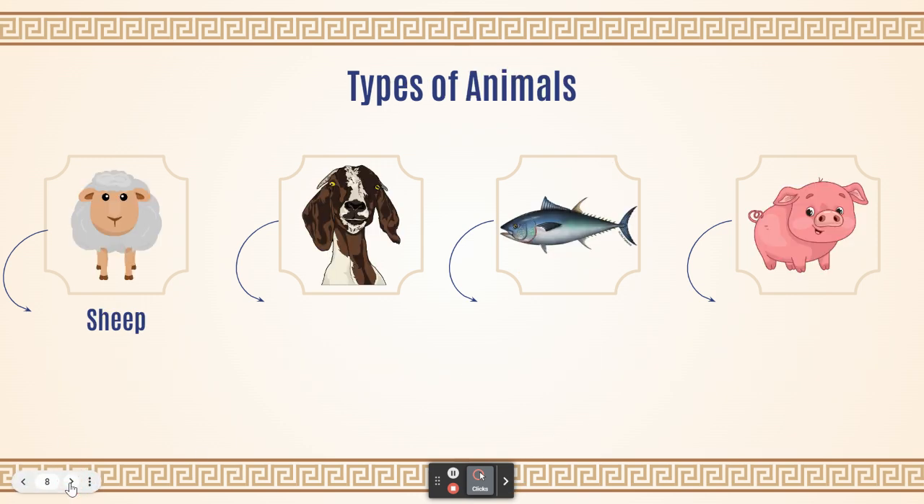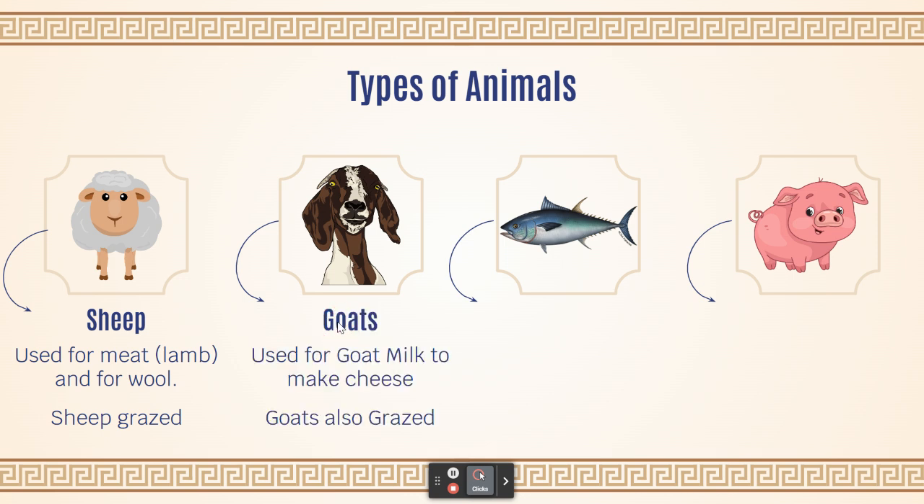All right, and then finally, types of animals. First of all, we've got sheep. Now, sheep were used for meat. That's what lamb is, and also for wool, so to make clothing. But they were animals that were able to graze on that rocky terrain, as well as goats. Goats were also able to graze on that rocky terrain, and they were used for goat milk and to make cheese. So these were some plentiful animals, but the most plentiful was fish.